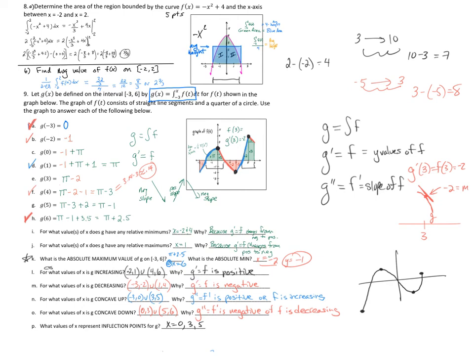And if I asked for a reason there, we could say because the slope of f, or g double prime, changes sign at these x values. And there you go. That's everything we need to know about a function, looking at the graph of its derivative.